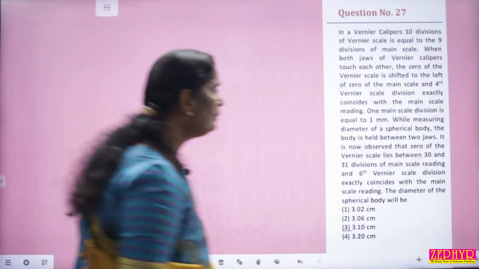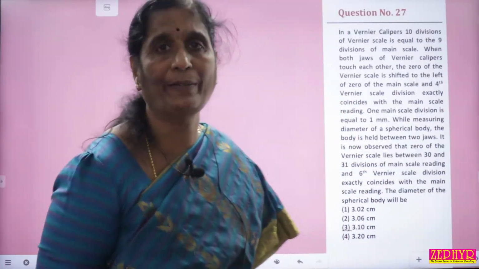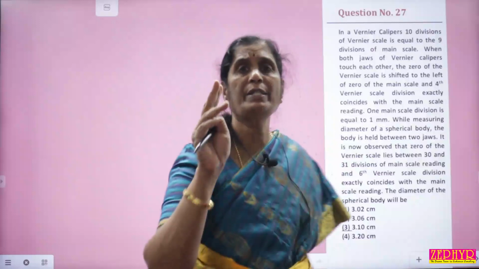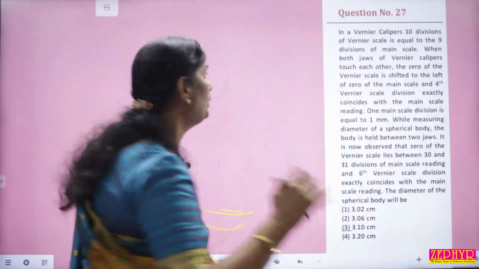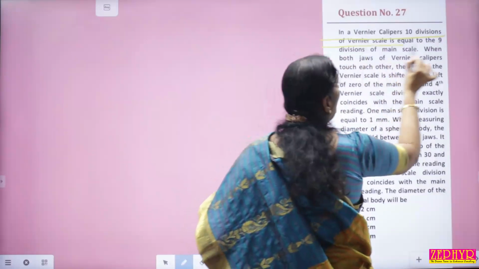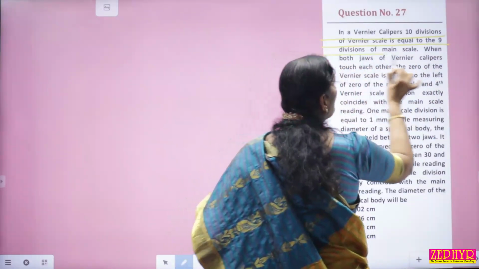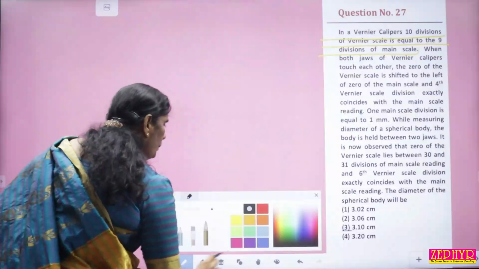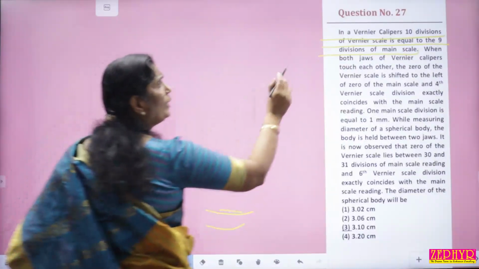The next question, we have to do the same thing with vernier calipers. One by one we have to do it. First the main scale division, the least count, and check the zero error. Then the last measurement, four parts. In a vernier calipers, 10 divisions of the vernier scale coincide with 9 divisions of the main scale. This is the second part. Before that we want the main scale, but anyway we know.